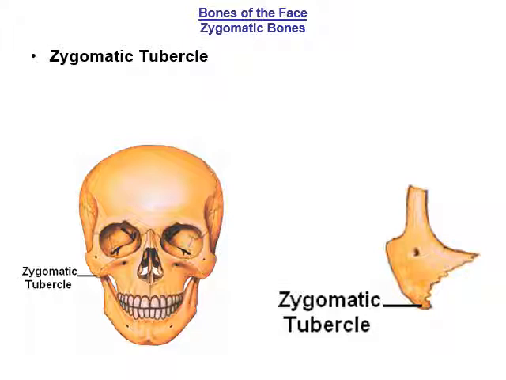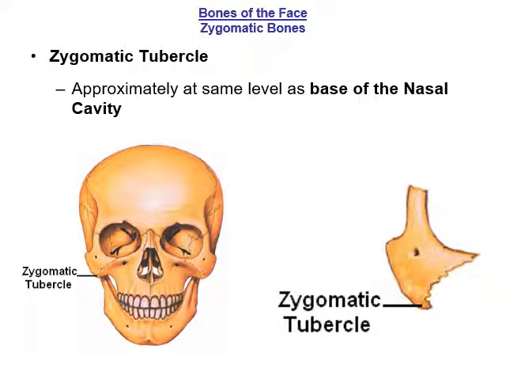The zygomatic tubercle is down on the bottom part. It's the inferior triangle of the zygomatic bone. That zygomatic tubercle, you can use it to find the proper placement of a nose because it is approximately at the same level as the base of the nasal cavity. So if you find the bottom of the zygomatic bone, the zygomatic tubercle, that lines up pretty closely to the bottom of the nose.